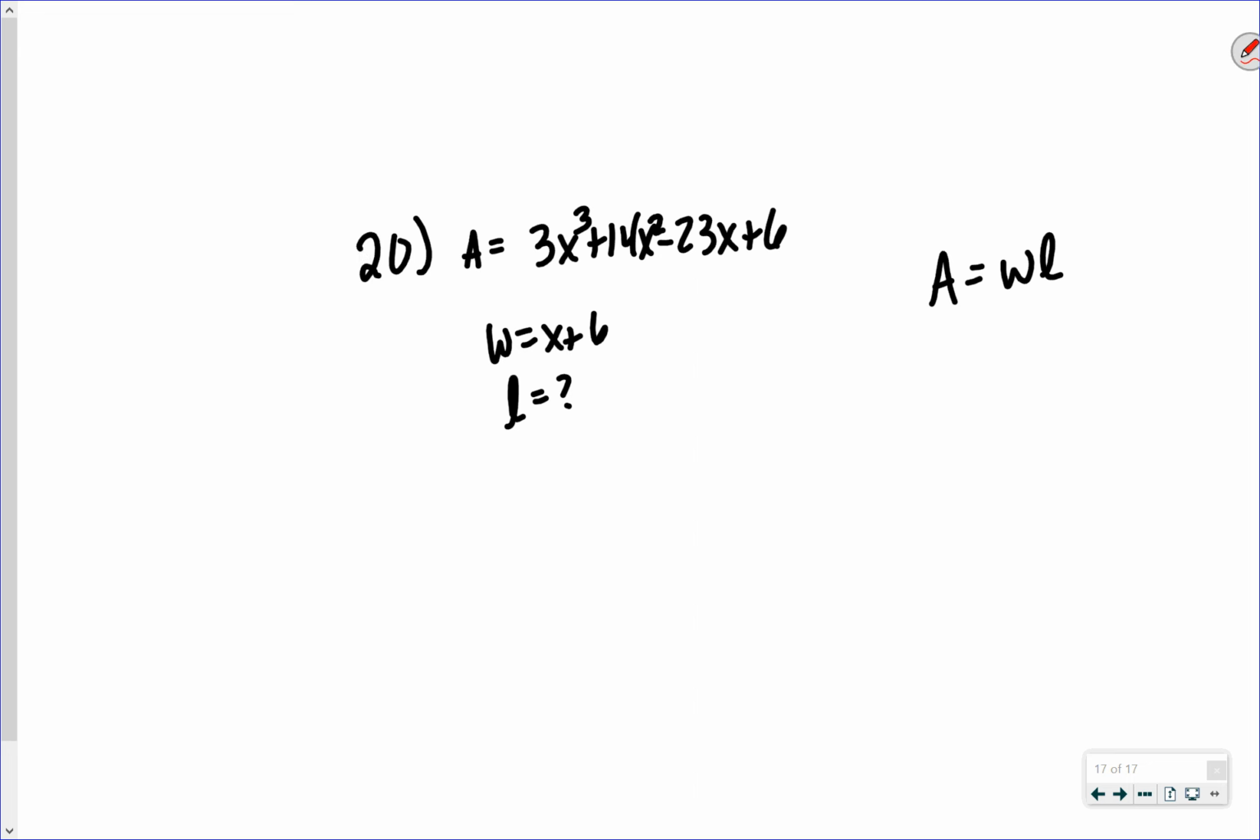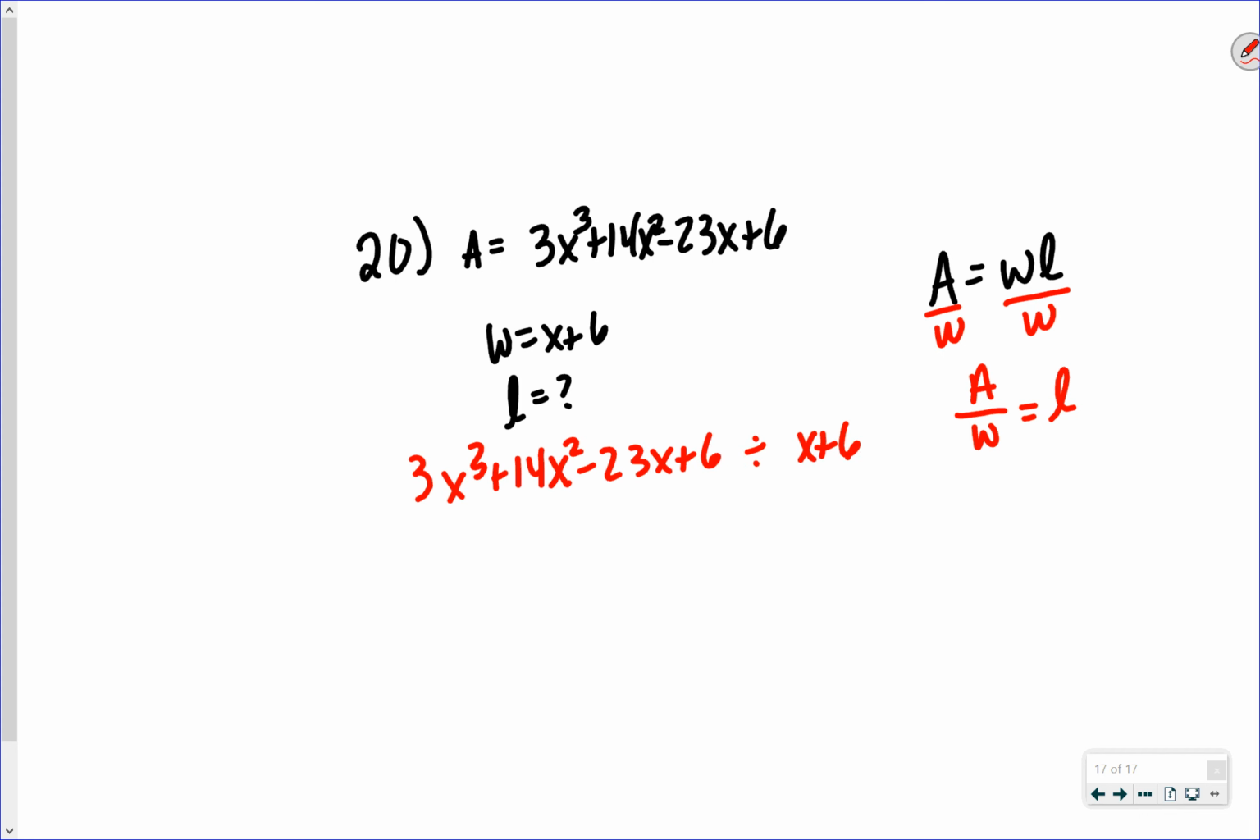If I'm looking for the length, I'm going to divide by w. Area divided by width will be length. So area, 3x cubed plus 14x squared minus 23x plus 6, divided by my width, x plus 6, will give you my length. I don't think this is factorable. No, you can't factor this by grouping. So the only option here is to do synthetic.